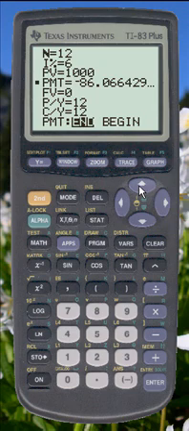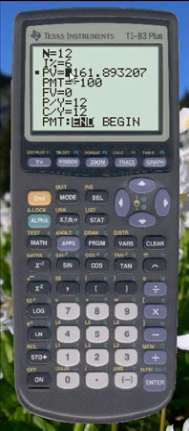So suppose I want my payment to be $100, because that's what I can afford at a 6% interest rate, and what I want to figure out is how much I can actually borrow. So I could go up to the present value here, and now I'll say Alpha, Solve, and what this tells me is if I borrow $1,161.89 at 6% interest with 12 payments, doing 12 payments per year, I'll be able to borrow that much.